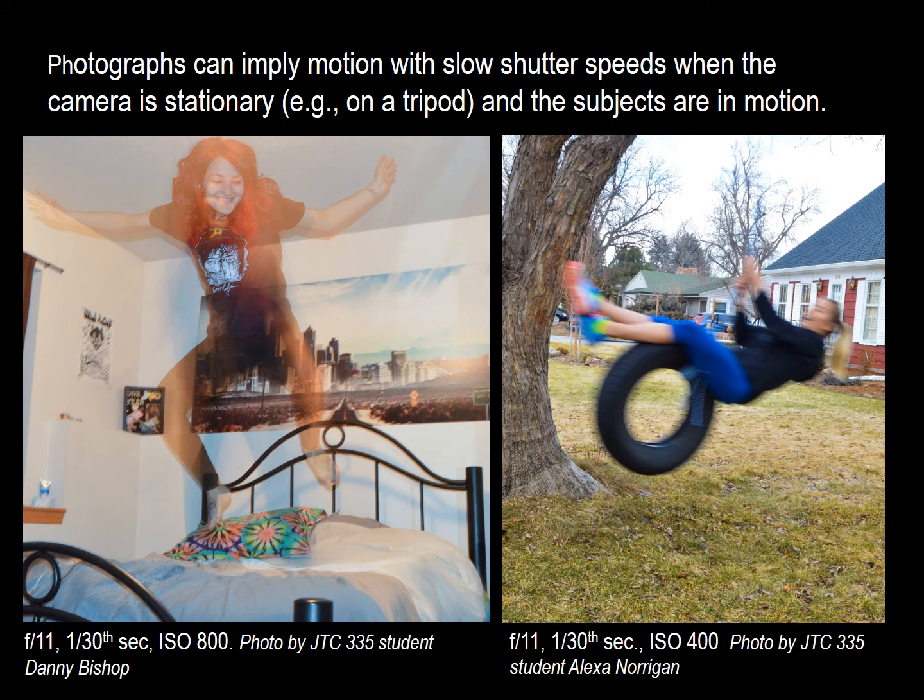Photographs can imply motion with slow shutter speeds when the camera is stationary and the subjects are in motion. A tripod was used for both these photos, along with 1/30th of a second shutter speeds, and the subjects demonstrate motion. We can tell the motion blur is not a mistake because the backgrounds are in sharp focus. Because the backgrounds are stationary, the subjects clearly imply motion, and the motion blur in these photos is clearly our intent.